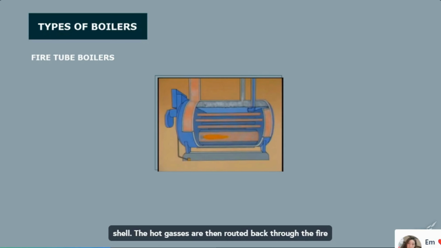The hot gases are then routed back through the fire tubes, and additional heat is transferred to the water surrounding them. Now, each time the gases are routed through the shell, it's called a pass. Since the gases pass through the shell 2 times in this example, it's called a 2-pass boiler. The combustion gases flow out of the boiler here.